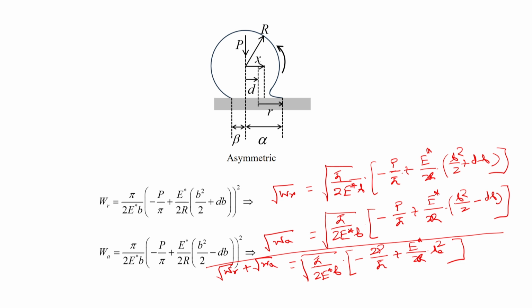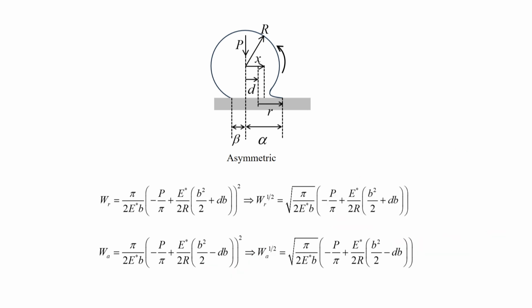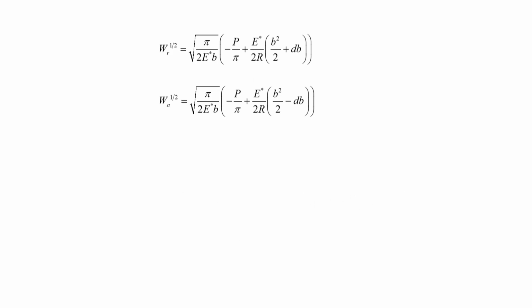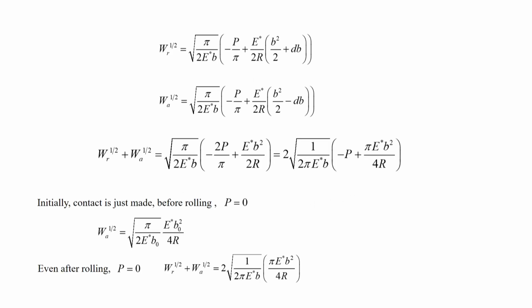Now, let us say that in most cases this p will be quite small. So, let us say that p goes to 0 here. Then, when initially the contact is just made before rolling, then we have advancing everywhere.